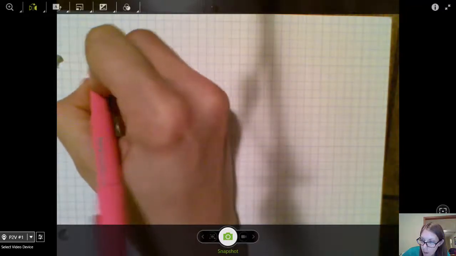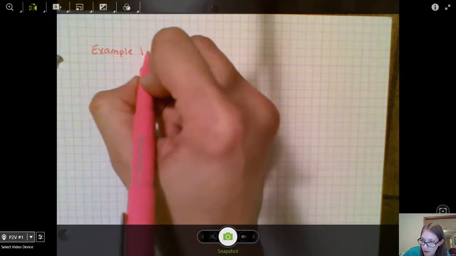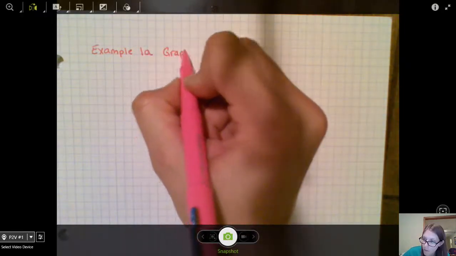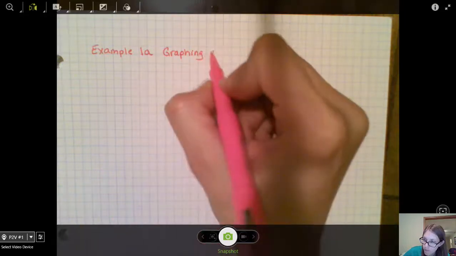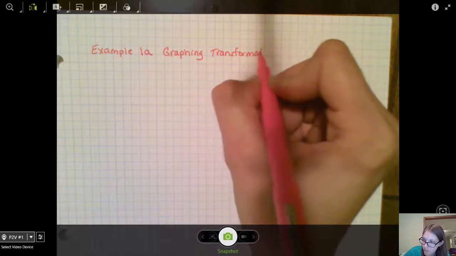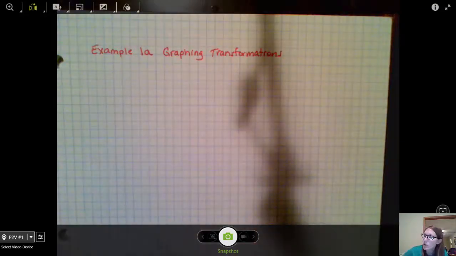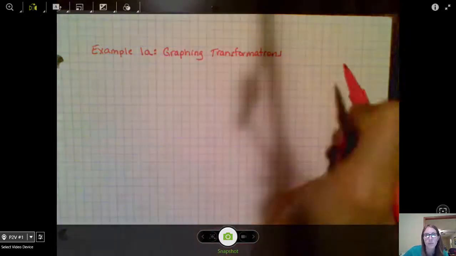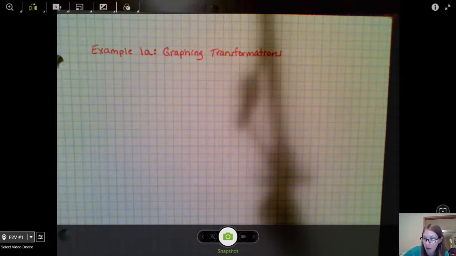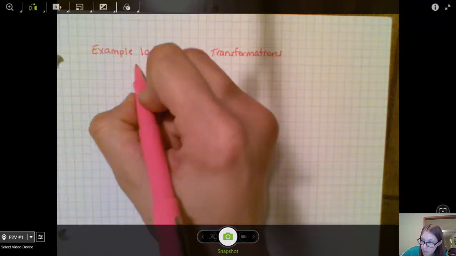So this is example 1A of graphing transformations. And I'm going to show you two different strategies that you could use to graph a transformation. Okay, so again, it doesn't matter which function you're working with. So let's use our absolute value function here.